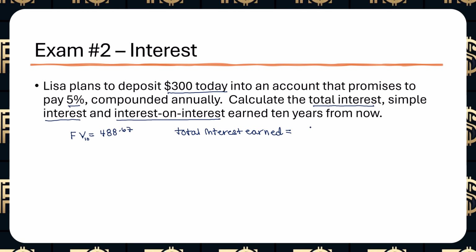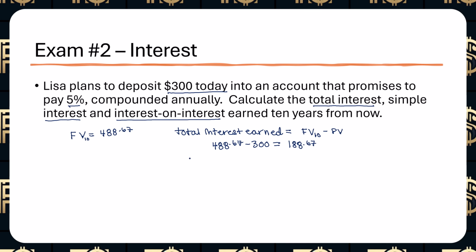To do this, we simply take the future value at time 10 and we subtract off the original deposit. That means that the total interest earned on her account was $188.67. How did we arrive at that value? We took the future value of $488.67 and we subtracted off her original deposit of $300.